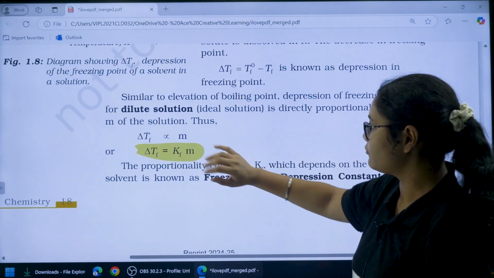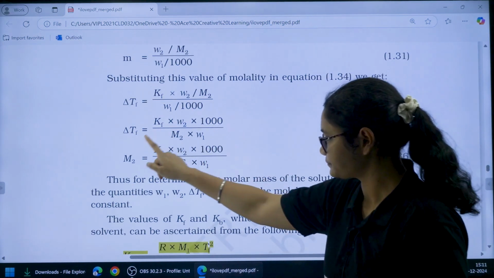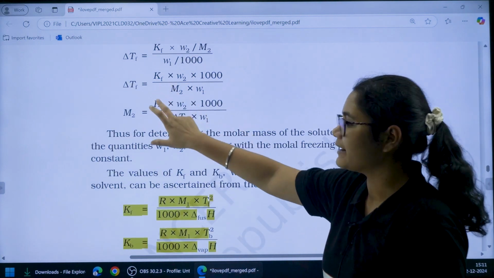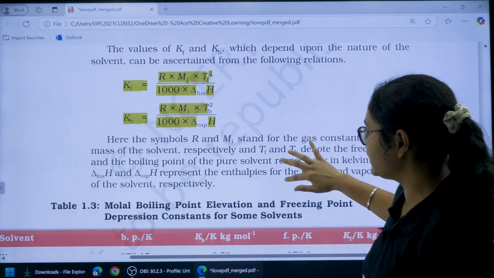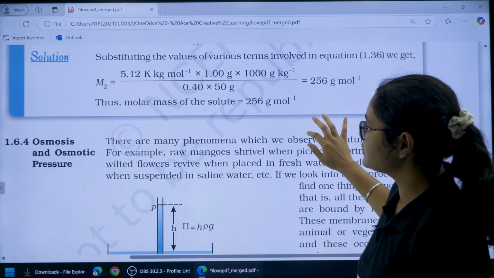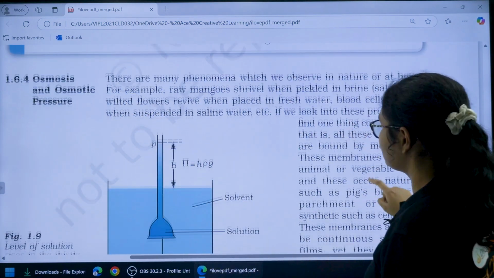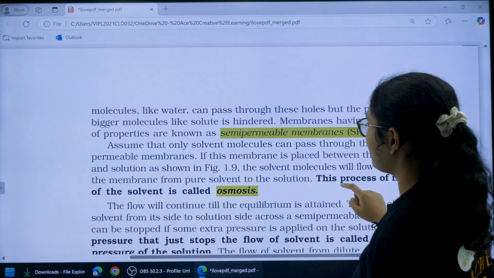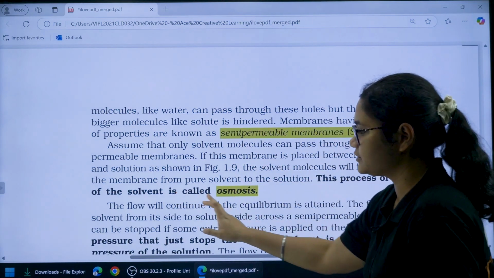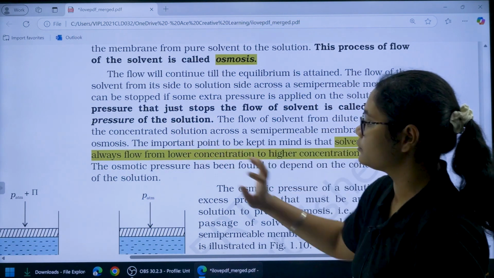Next, again the formula of Kf, then this detailed expanded formula of Kf and Kb, all these things you should be knowing. And lastly, we are almost towards the end of the chapter. In osmotic pressure there are so many questions that can be framed. So first of all you should be knowing about the semi permeable membrane, what it is, then the definition of osmosis, and then what is osmotic pressure.